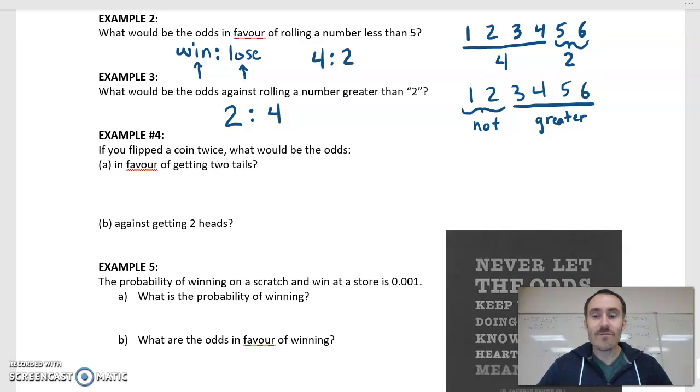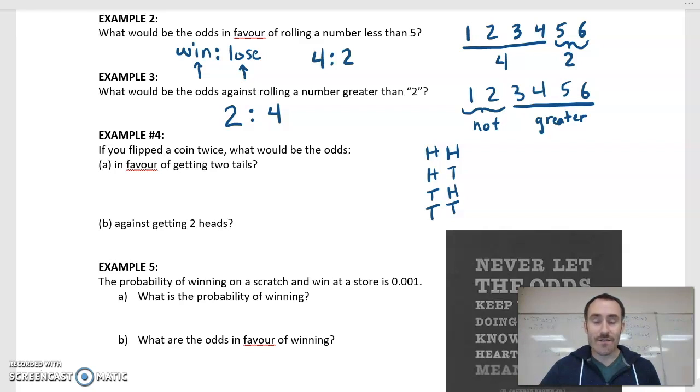Example 4. If you flipped a coin twice, what would be the odds in favor of getting 2 tails and then against getting 2 heads? Okay, let's think carefully here. We're flipping a coin twice. If you think back to the very first lesson, let's look at our outcomes here. We could get heads and then another heads. We could get heads and then tails. We could get tails and then heads. We could get tails and then tails. So we flipped a coin twice. Those are our 4 possible outcomes.